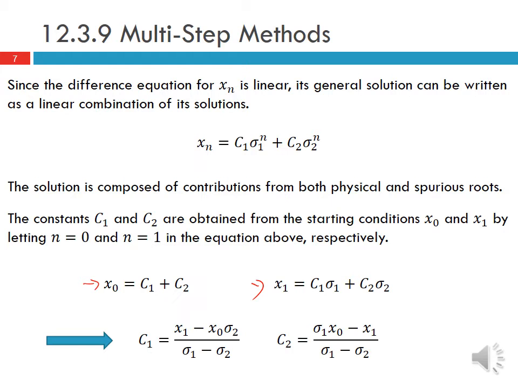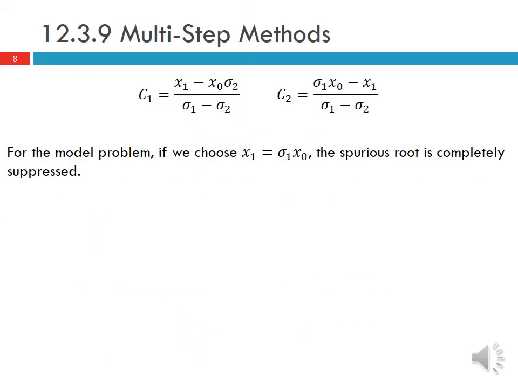So c1 is equal to x1 minus x0 sigma 2 over sigma 1 minus sigma 2, and c2 is equal to sigma 1 x0 minus x1 divided by sigma 1 minus sigma 2. So for the model problem, if we choose x1 is equal to sigma 1 x0, then the spurious root is completely suppressed. That would make this part 0, so then we would get c2 is equal to 0, which means that the spurious root would be suppressed.